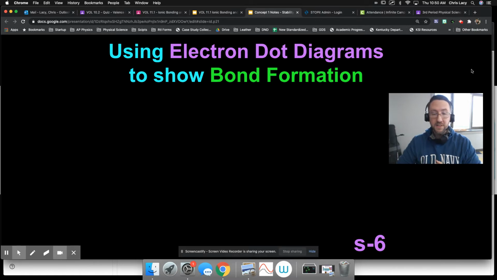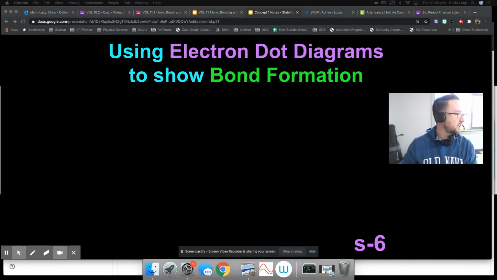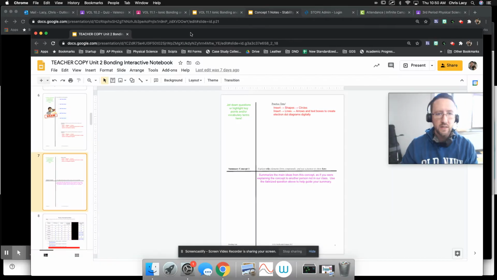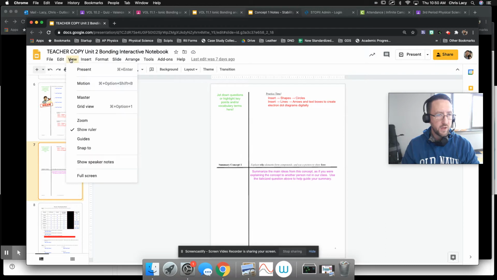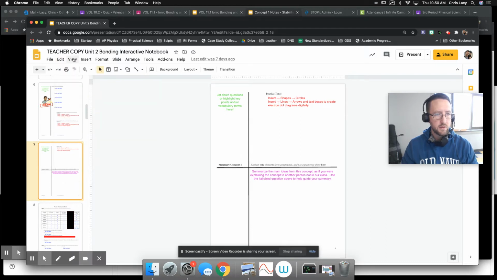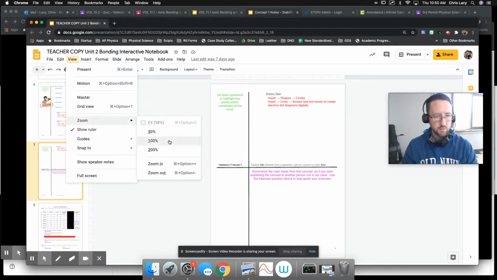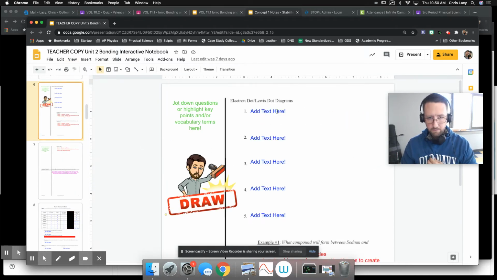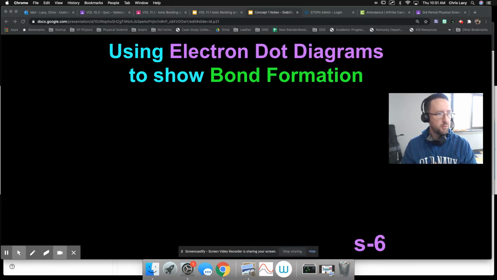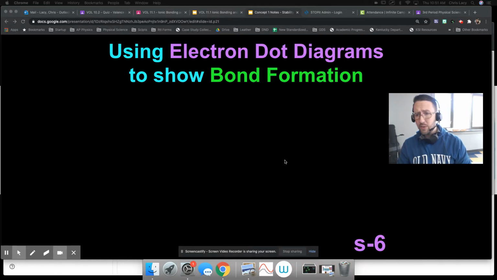Okay, so this is actually slide 6 on your interactive notebook. So again, go to your Google Drive. You can search for the Unit 2 Bonding Interactive Notebook. Hit View. Zoom. 100% usually works. So on this, we're going to look the steps up and put them in here so you can use them for your quizzes and your exams. Again, put them in your own words.